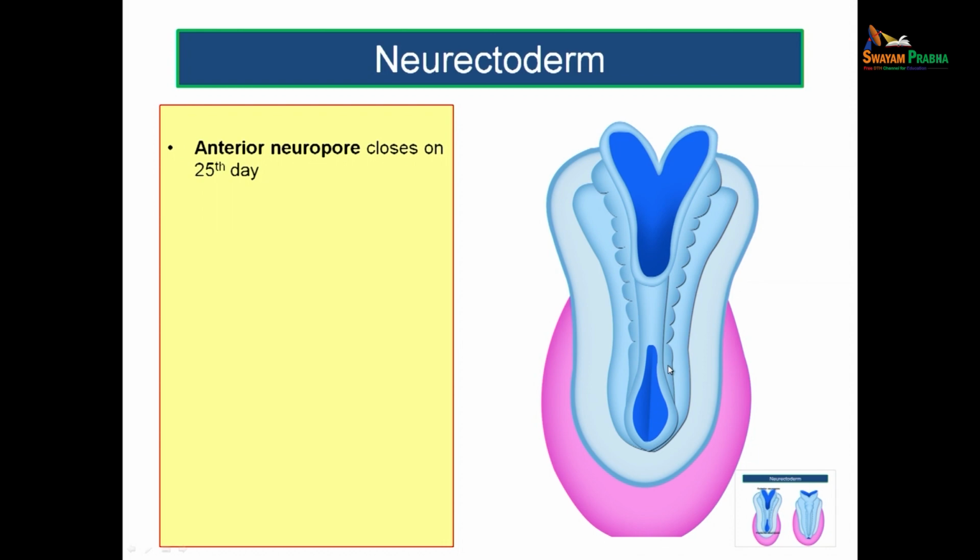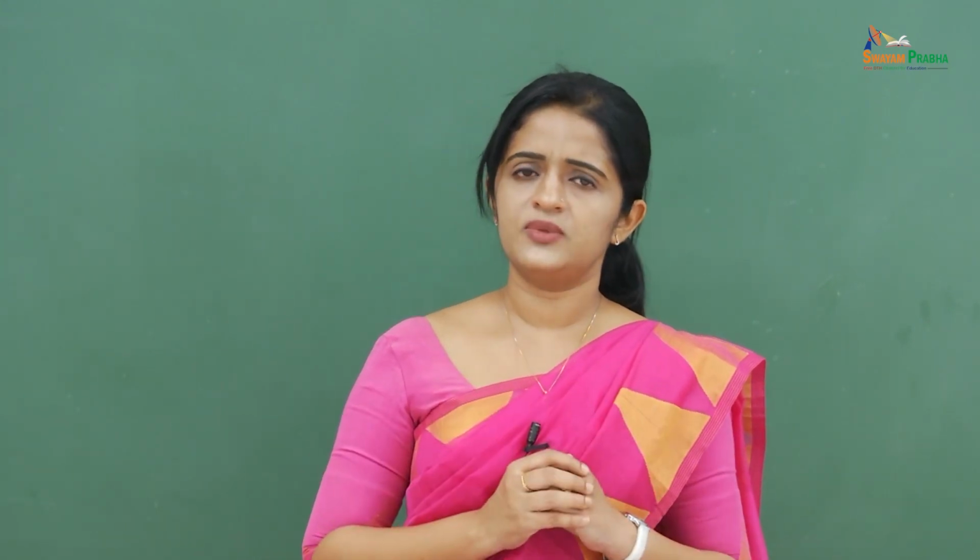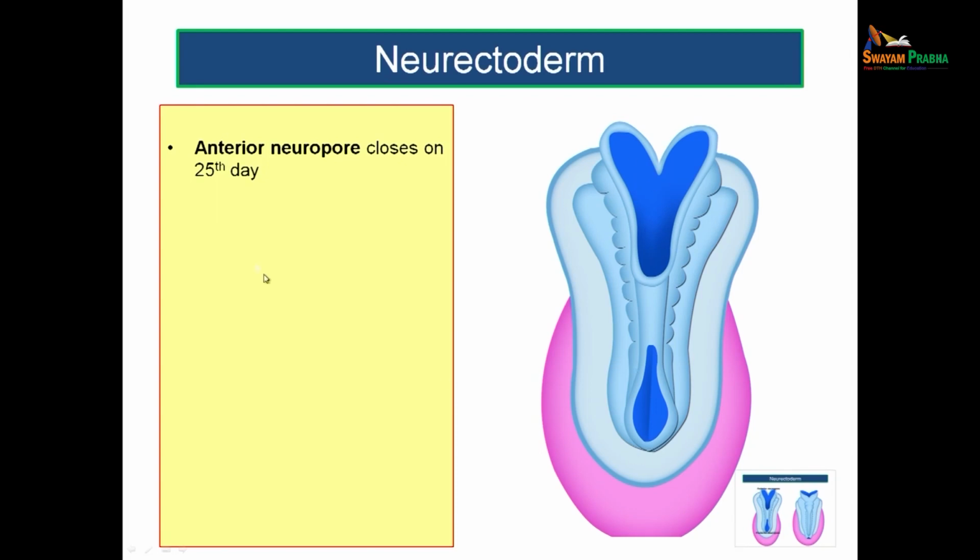The amniotic fluid is passing through the neuropores in order to nourish the neural tube. Once the amniotic fluid is used up by the embryo, the neuropores will be closed at both ends.